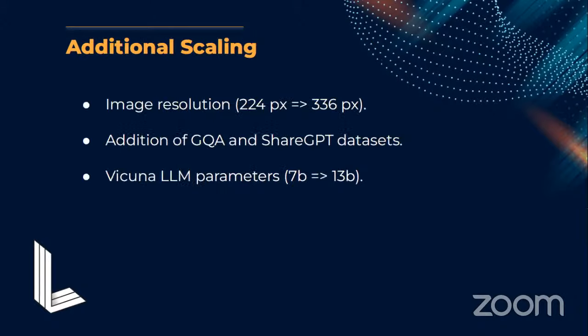They also scaled many parameters, like the image resolution. For the original paper, they used 224 by 224, and for the new architecture, they used 336. They also used GQA and ShareGPT datasets, and these help the model acquire better linguistic and visual understanding capabilities. They also scaled the model parameters. The original paper only used Vicuna 7 billion, but the new paper uses both the 7 billion and 13 billion variants of the model, and they noticed improvement with the larger model.